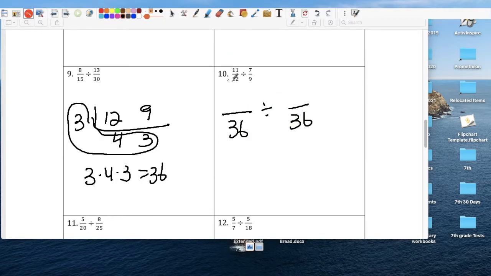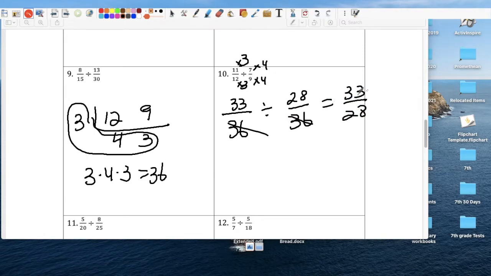How did the 12 become 36? Times 3. So I multiply the top times 3. 9 times 4 is 36, so 7 times 4, we multiply by 4, so I get 28. Cross, cross, let's write it as 33 over 28.